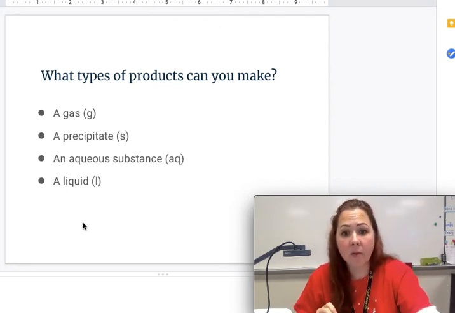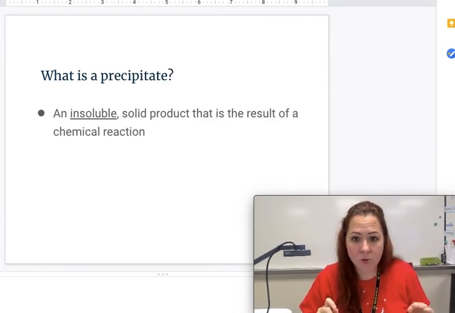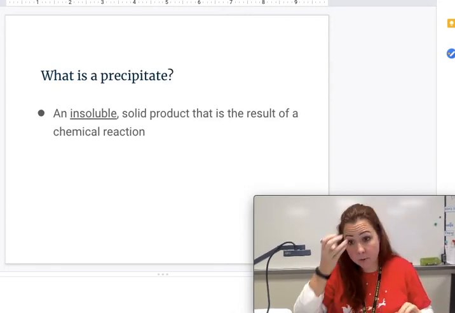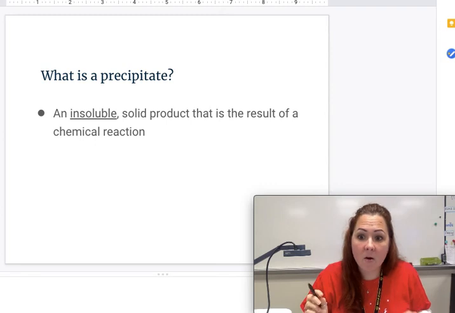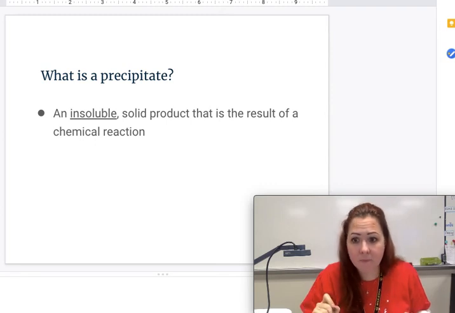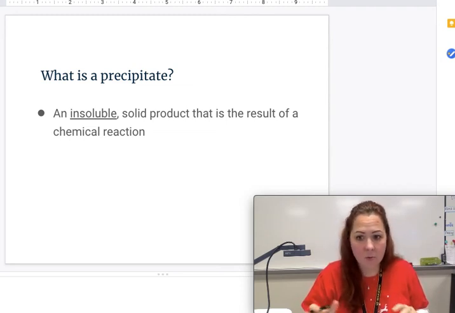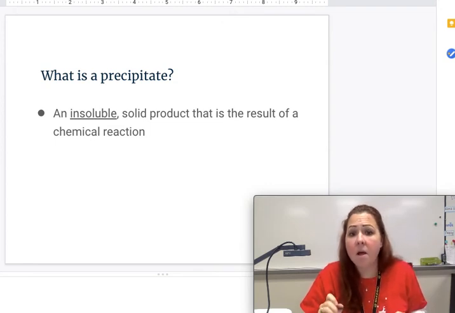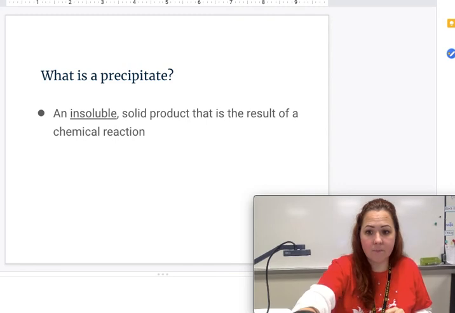Before we get to that point though, there's a few other things that we need to decipher. And the first one is we need to give an official definition for a precipitate. Now you have seen precipitates in many of the labs so far this year, but they are insoluble solids. Insoluble means that they do not dissolve in water. So if you put something into water, it's insoluble, it just means that it doesn't dissolve away. So if you have a precipitate, that is a solid product.